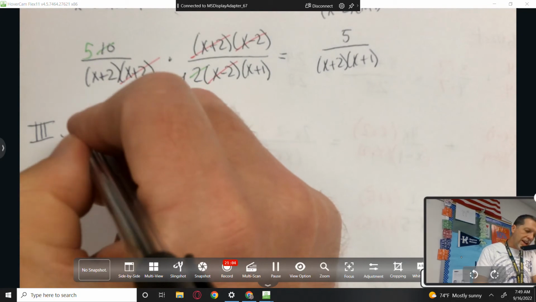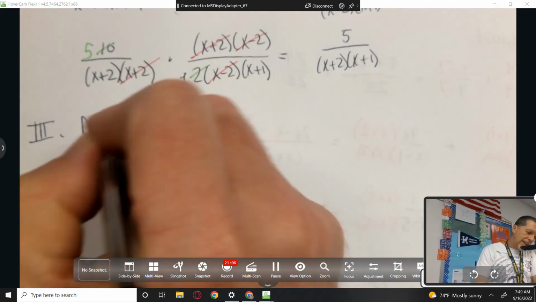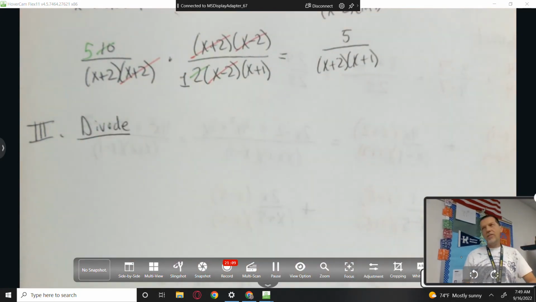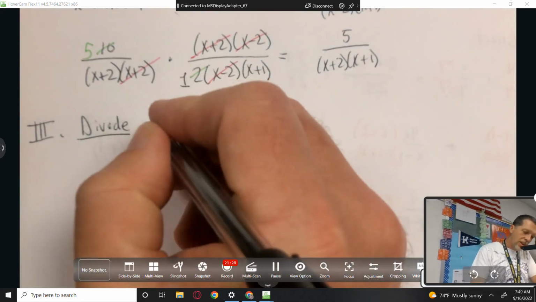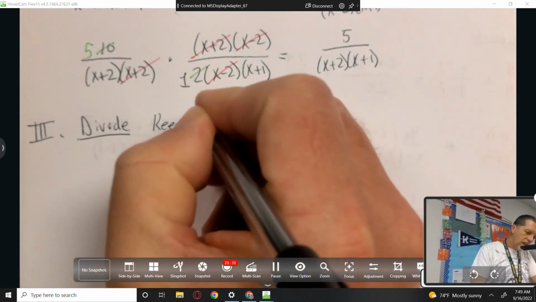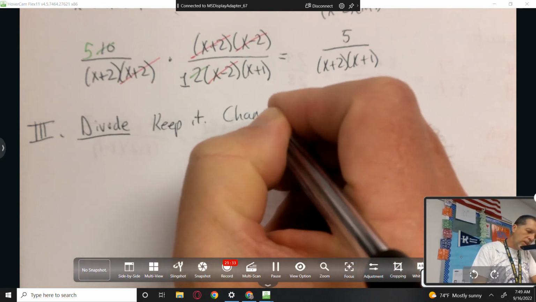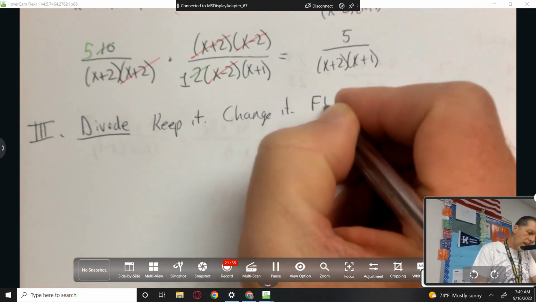All right, lastly, dividing fractions. Dividing fractions is a little bit trickier. Do you remember how you divide fractions? So it's all the same thing, but teachers say it differently. I heard keep, change, flip. Or keep it, change it, flip it. That's usually what I say.